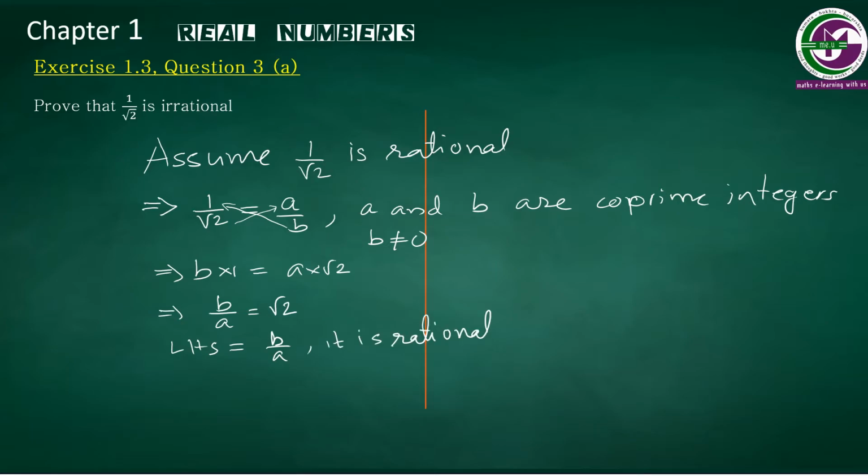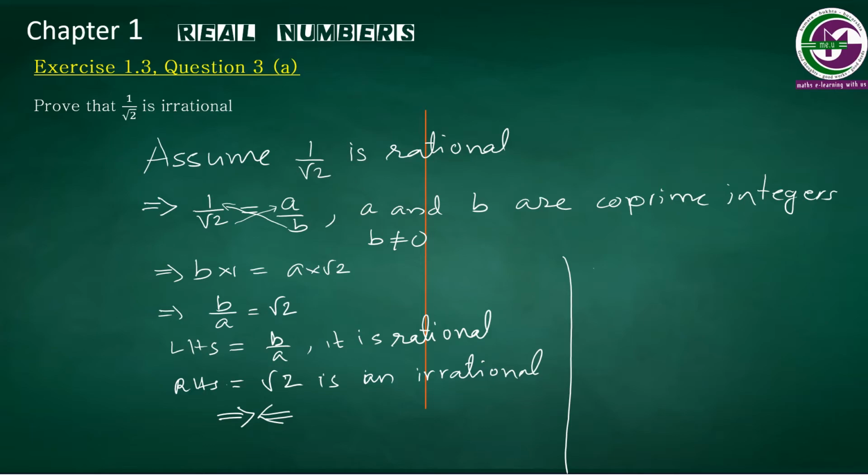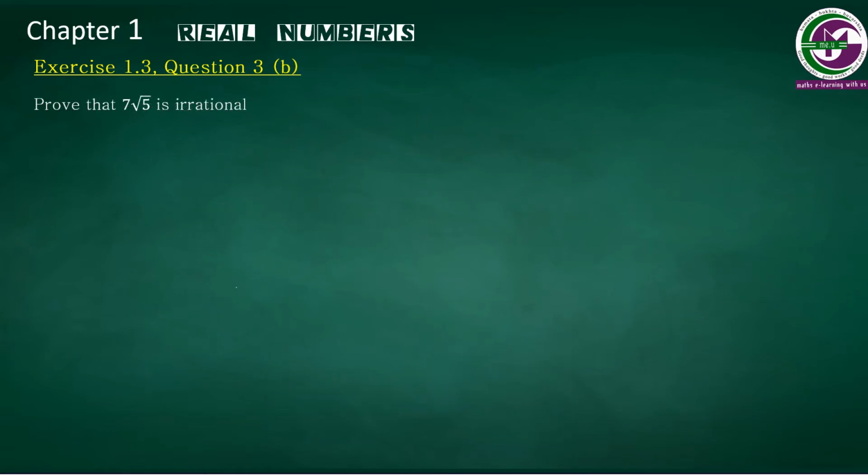But root 2 is an irrational number. An irrational number cannot be equal to a rational number, so it is a contradiction. So we got a contradictory statement. That means b by a equals root 2, which cannot happen. That means our assumption is wrong. So 1 by root 2 is irrational. Done.